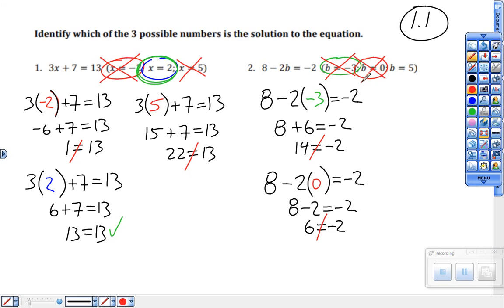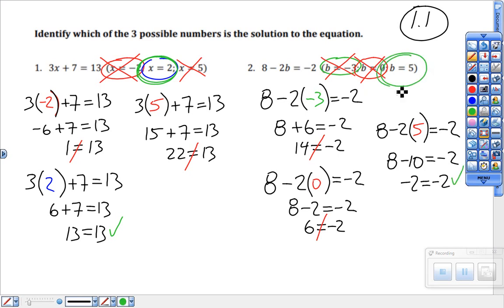Let's plug in 5. So I have 8 minus 2, and where b is, I'm going to plug in 5. That gives me 8 minus 10, which is negative 2. So you can see b equals 5 is a solution to that equation. None of the other b values, negative 3 or 0, are solutions. Only b equals 5 was a solution.